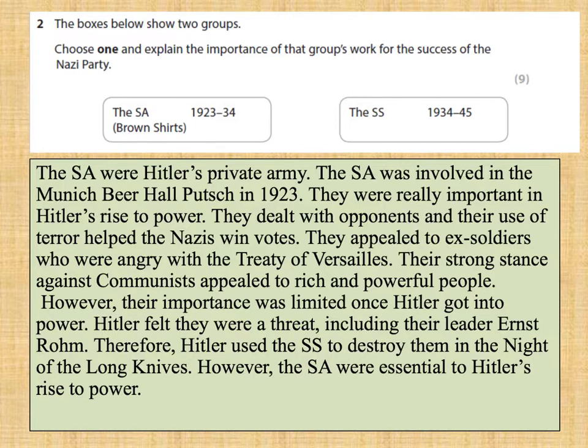So you might just want to pause this video now to read the example answer there, and note as you do read the example answer how much the answer actually focuses on why, in this case the SA or the brown shirts, why they were such an important factor for the success of the Nazi Party. So there's lots of historical evidence in there, but crucially, to get the highest marks, the importance of the essay is fully explained.